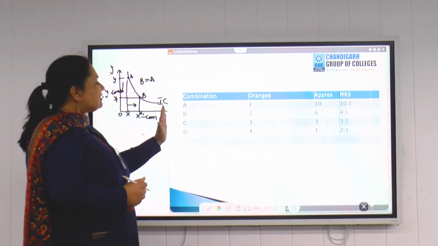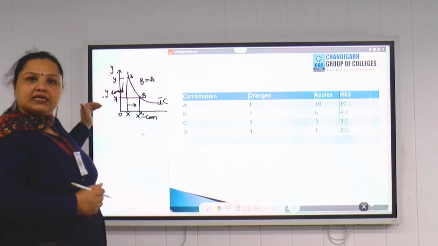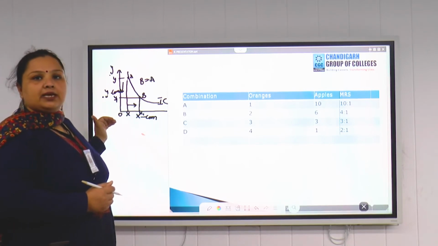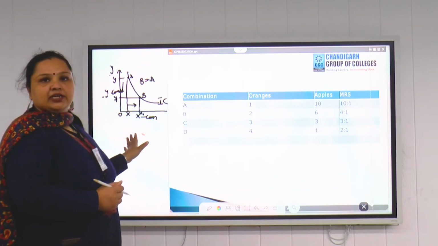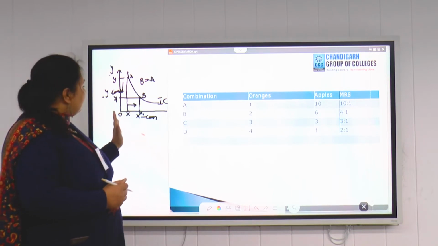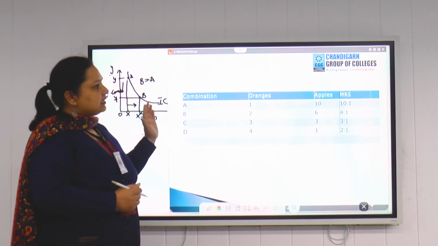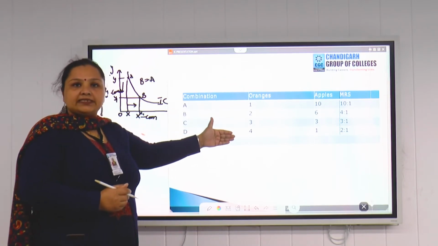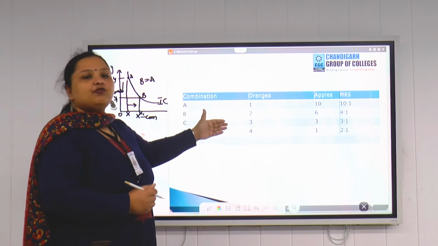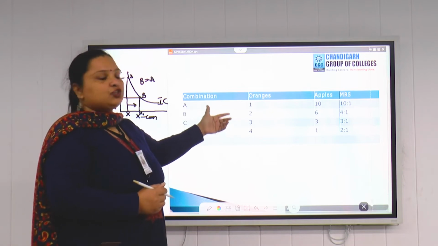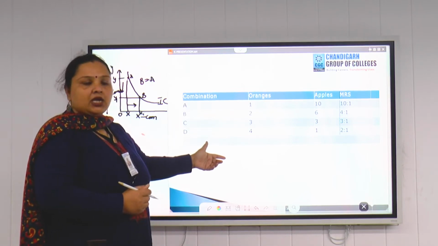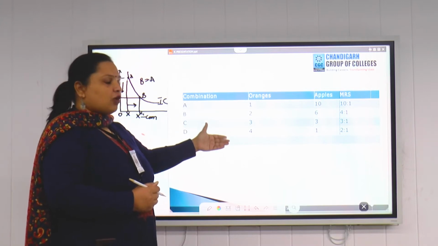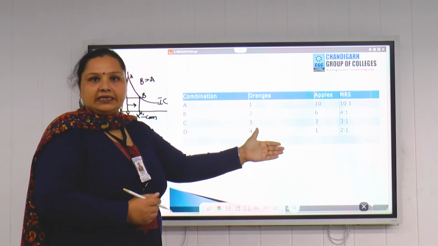If we are increasing one commodity, we will decrease another, but at a diminishing rate. Now why at a diminishing rate? Because if we are increasing x, here x is orange, the utility derived from each extra orange will go on diminishing. So the sacrifice for orange will also decrease.